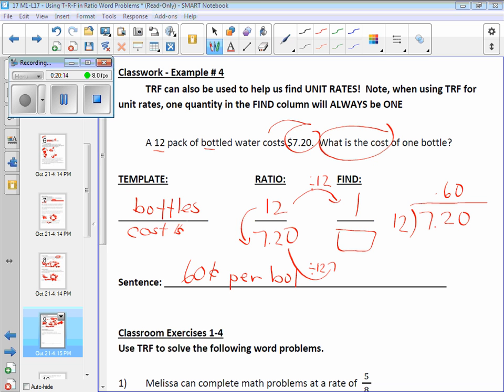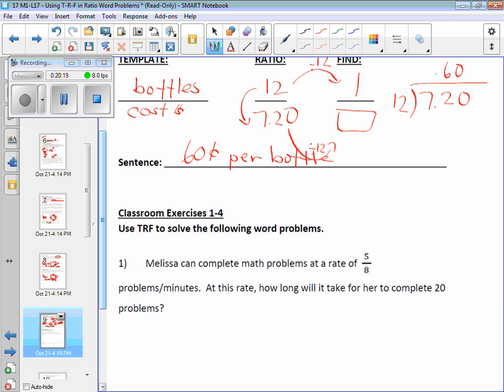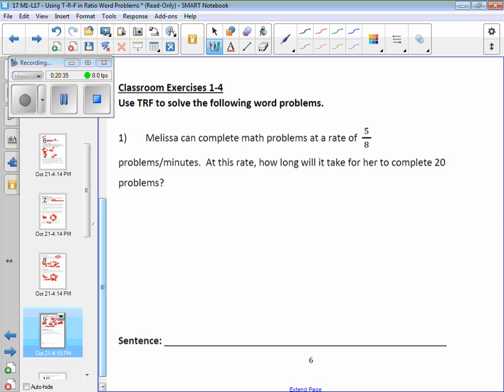Okay. Listen to what your instructions are. There are two sets of questions. There is the advanced set and the regular set. My advanced math students will go out in the hall when I tell you to, but you're going to need a calculator. Okay? Everybody else, you guys are doing the first set. I've left you space to draw out template ratio find. If you want, you don't have to write the words template ratio find. You could do T, R, and F and do it that way.